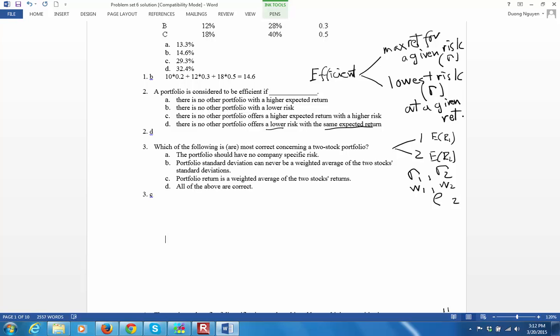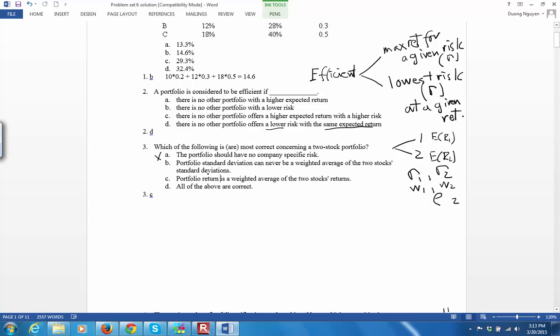Alright, so if you have a portfolio that has 2 stocks, first of all, option A says the portfolio should have no company specific risk. Now 2 stocks is not enough to diversify the portfolio. So if the portfolio is not diversified, then the portfolio will still have company specific risk. So obviously A is not correct. If you have only 2 stocks in the portfolio, the portfolio should still have company specific risk.